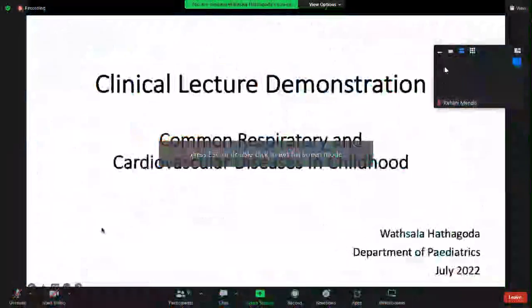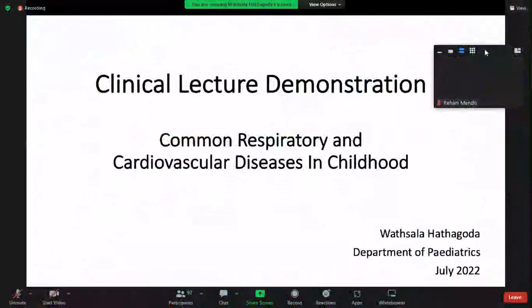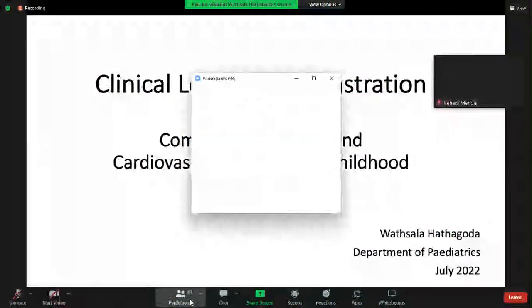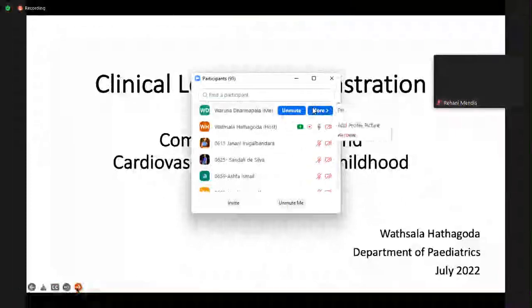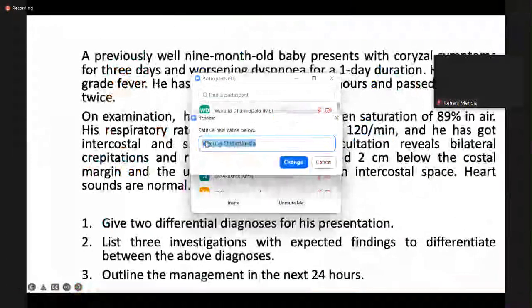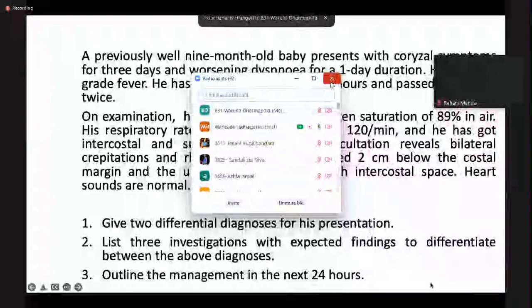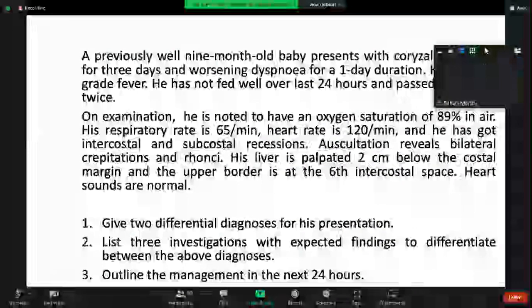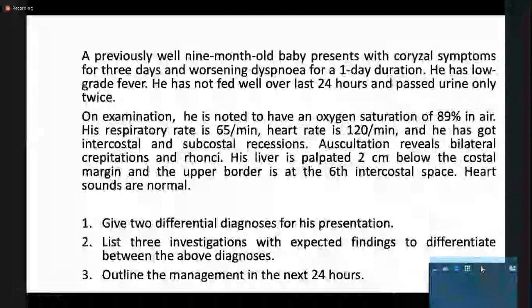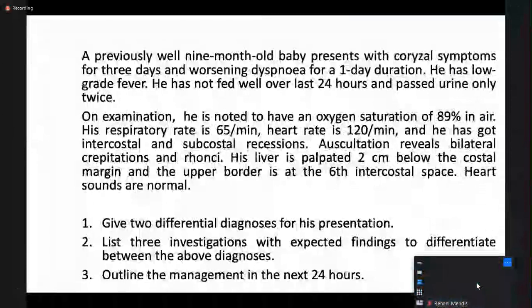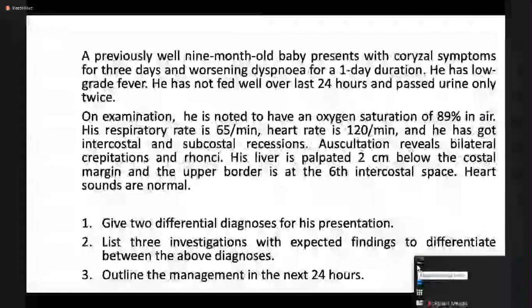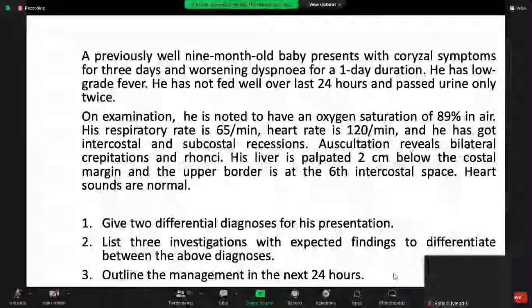Right. So I want all of you to talk. This is not a lecture. This is a discussion of the clinical scenarios. So this is our first case. Anyone can volunteer and then we can discuss this. Madam, I can volunteer. Is it Sujan? Yes, madam.